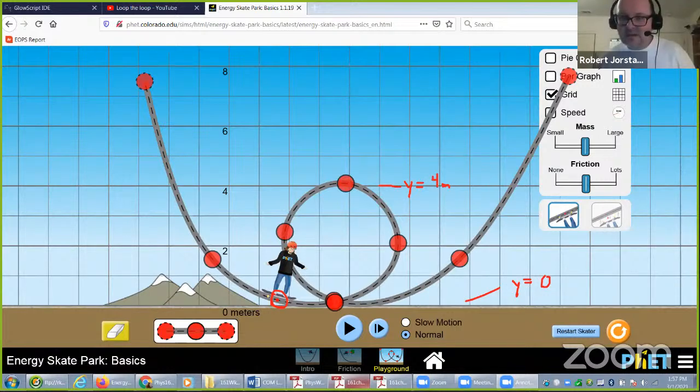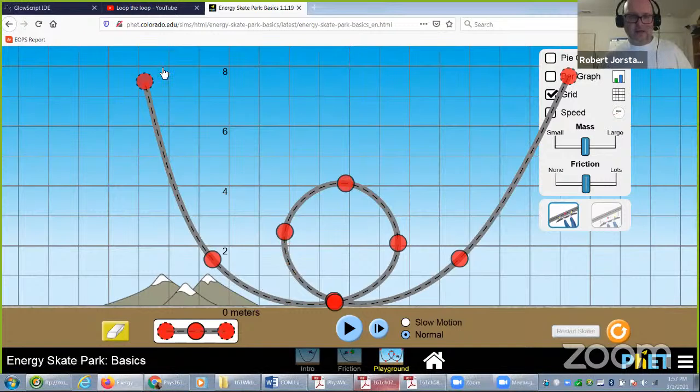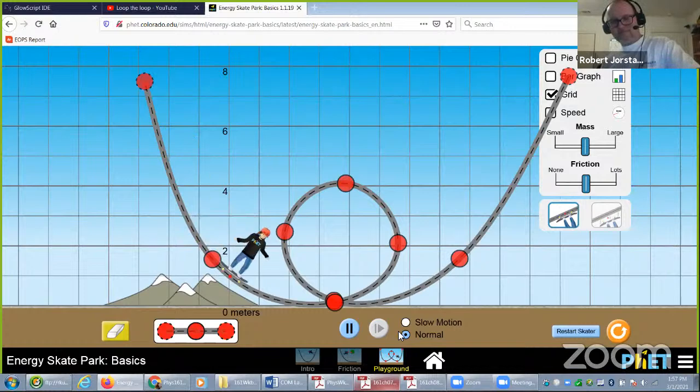Okay, so let me get my annotations out here. So if I put her up here at the very top at 8 and run this thing, looks like she makes it through no problem. Is there a lower height I could use? What is the lowest possible height?